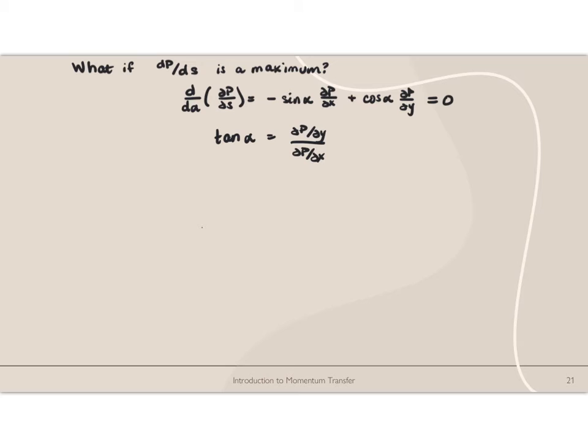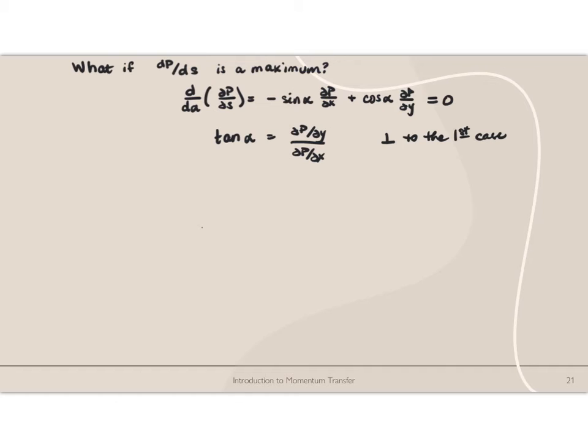In this case, I get tangent of alpha is dp/dy over dp/dx. Now, this is the negative reciprocal of what we just got a moment ago, right? Which means that this is perpendicular to the first case.